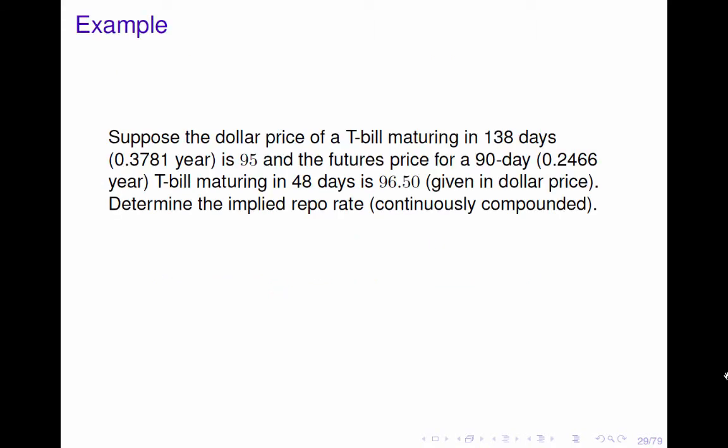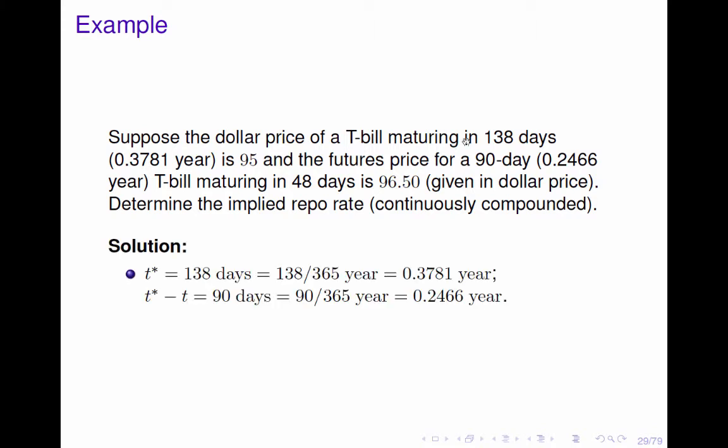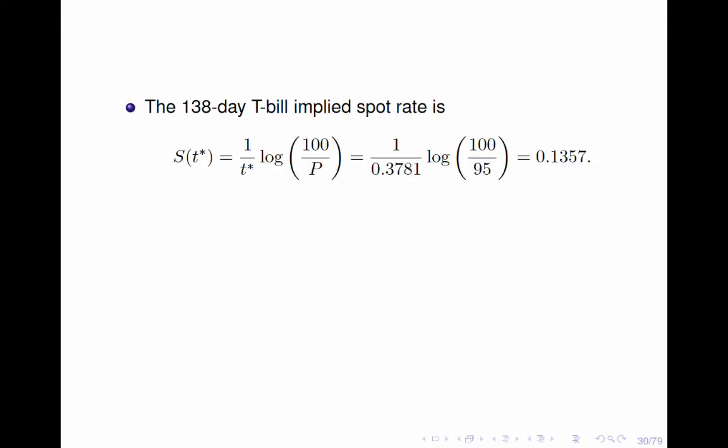Now let's take a look at an example. Suppose the dollar price of a T-bill maturing in 138 days is 95, and the futures price for a 90-day T-bill maturing in 48 days is 96.5, which is also given in dollar price. Can you determine the implied repo rate, assuming that it is continuously compounded? First, let's convert the time given in days in terms of years. Assume that there are 365 days in a year. Then, with the given dollar price of the 138-day T-bill, we can obtain the spot rate as T star.